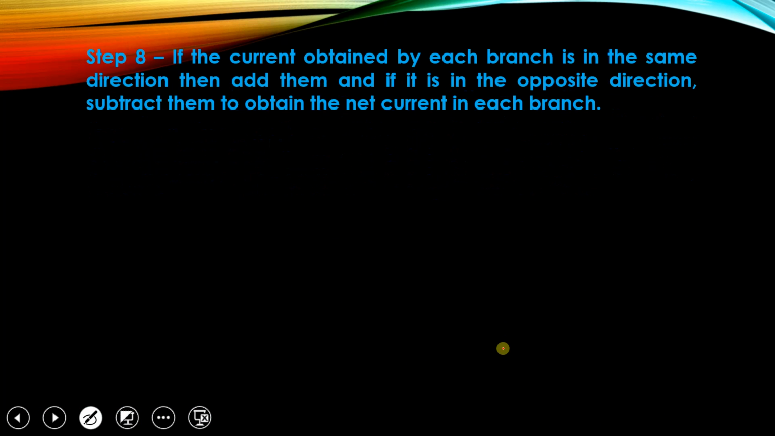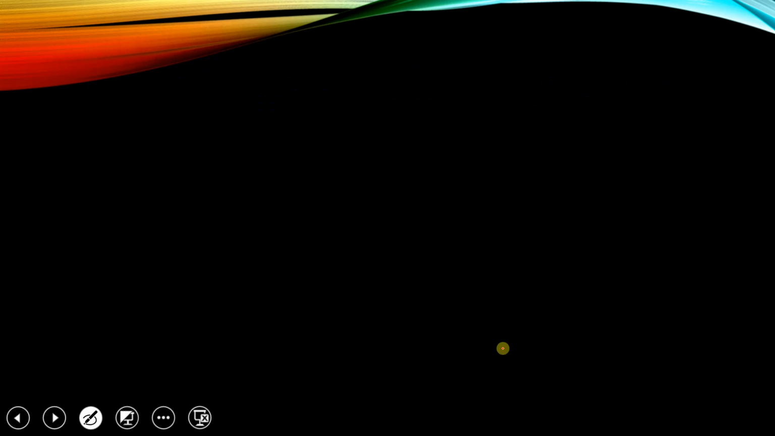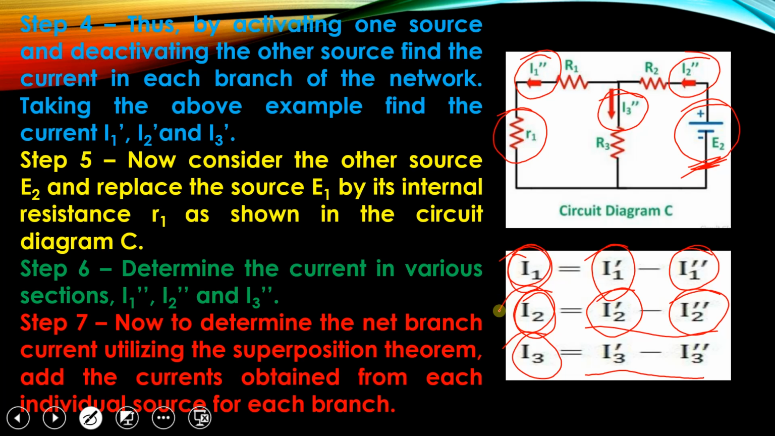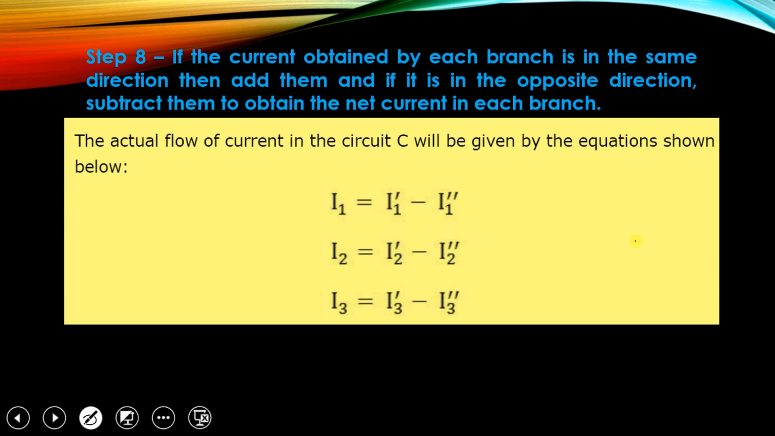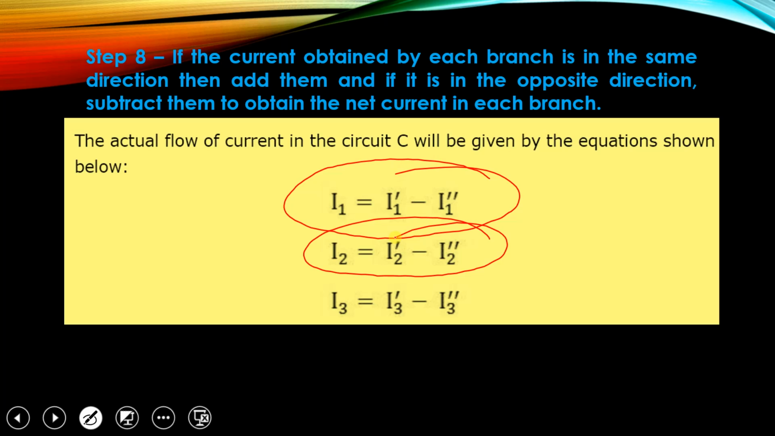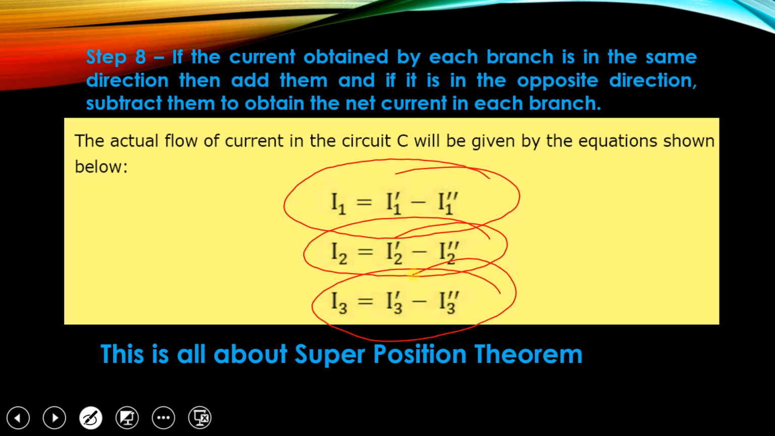So, the last step: if the currents obtained in each branch are in the same direction, then add them, and if the currents are in opposite directions, then subtract them to obtain the net current. Here these are the net current values, and we make them plus or minus according to the direction of the flow of the current. So overall, the actual flow of current in the circuit is given by the equations: I1 is equal to I1 dash minus I1 double dash, I2 is given by I2 dash minus I2 double dash, and I3 is equal to I3 dash minus I3 double dash. So this is all about the superposition theorem.